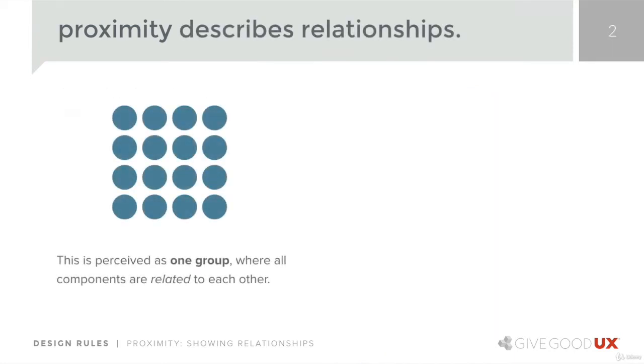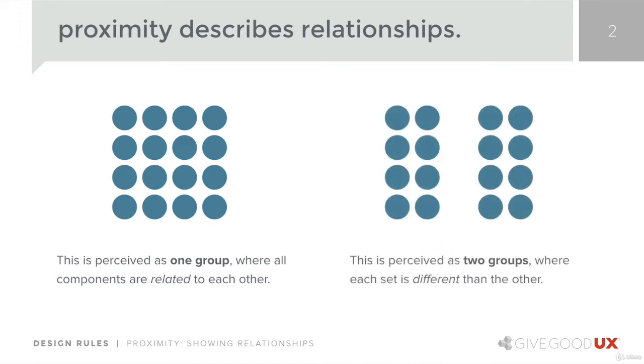This is perceived as one group, okay? All components are related to each other. Similar shape, similar size, similar proximity. Negative space is consistent all the way through. As opposed to this, which is perceived as two groups where each set is different from the other. That giant gap between the two sets, that's a difference in proximity. That difference in proximity says these are not related.